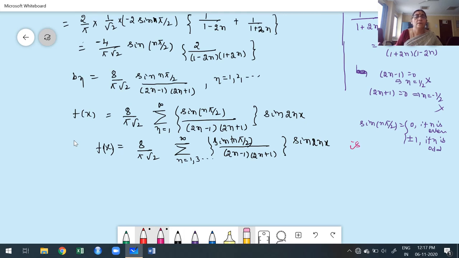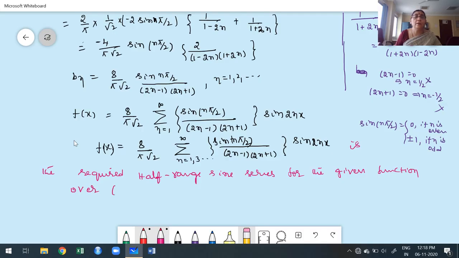This is the required half range sine series for the given function over the interval 0 to pi by 2. Our entire range is 0 to pi by 2.